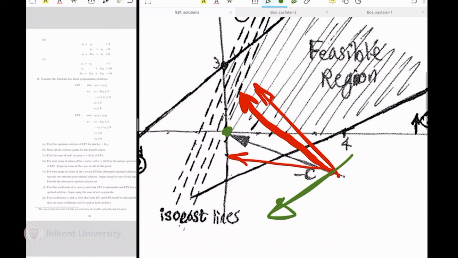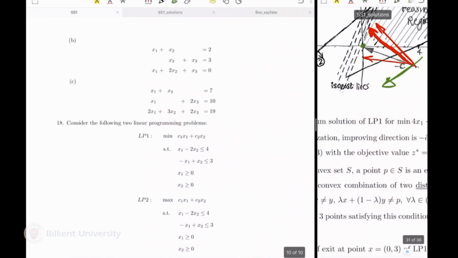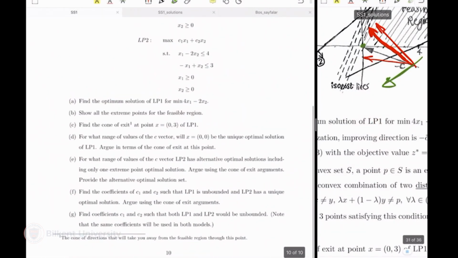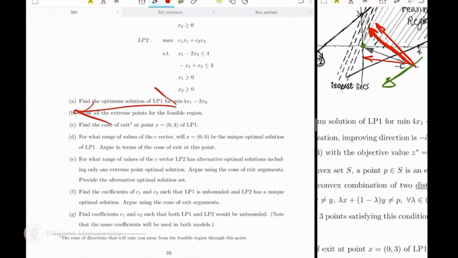So this is the area of interest, and that's why the cone of exit is introduced. The cone of exit, as you can see at the bottom of the page, is the cone of directions that will take you away from the feasible region through this specific point. So why is it called a cone? Because we are dealing with something like this. This is a cone.